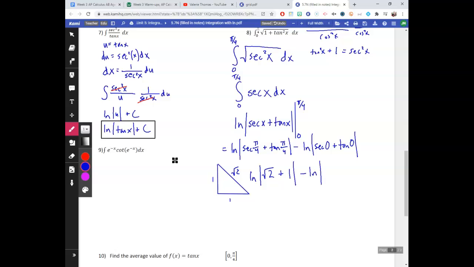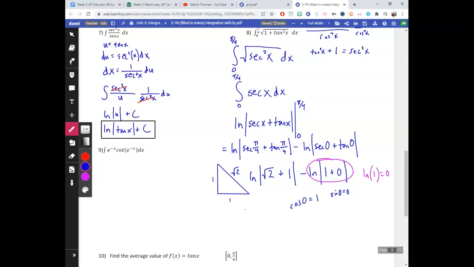Minus, for this one, I remember that cosine of 0 is 1. Secant's going to be the reciprocal of that, so that's going to be 1. Tangent is sine over cosine, sine of 0 is 0. So tangent of 0 is 0. So you get natural log of 1 plus 0, which is just the natural log of 1. Natural log of 1 asks, e to the what power equals 1? E to the 0 power equals 1, right? So remember, natural log of 1 equals 0, so that whole thing is going to be 0.